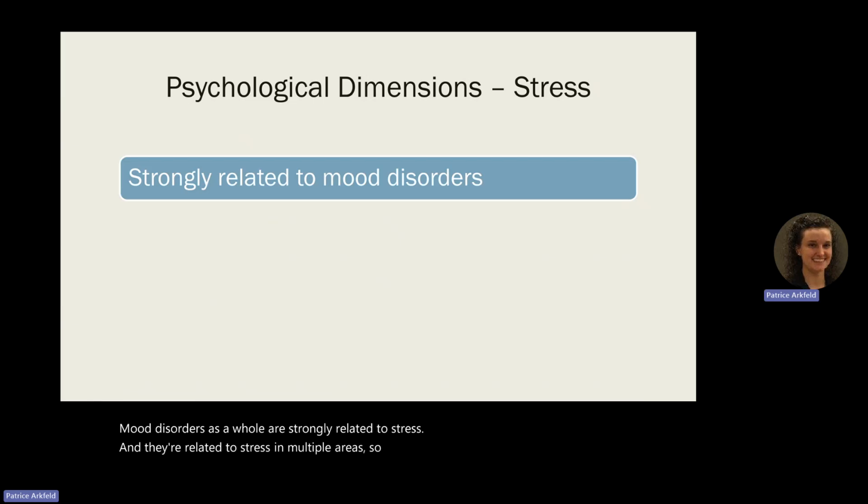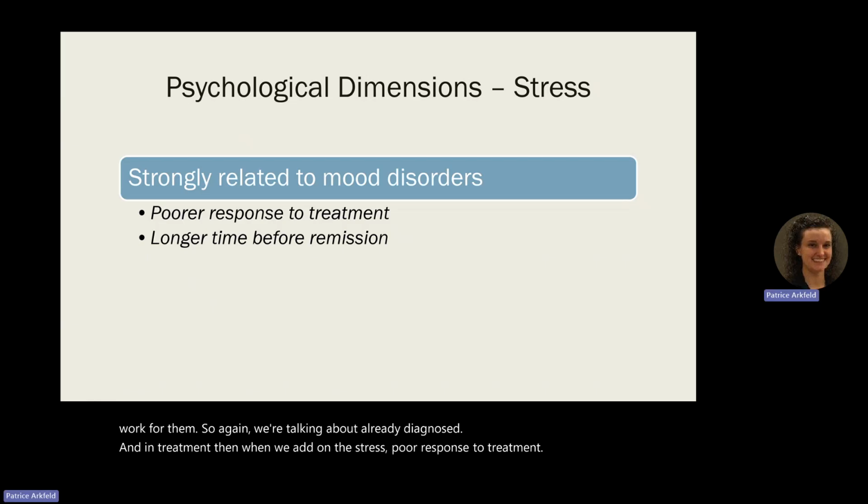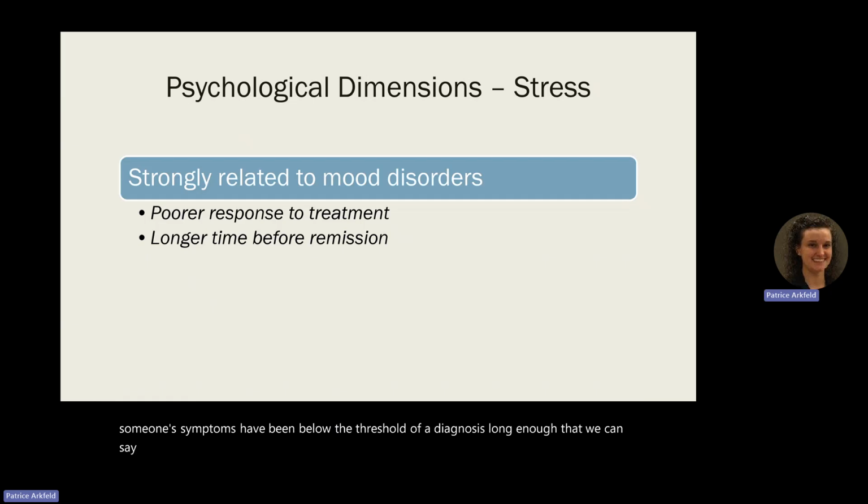So we see that individuals who meet the threshold for a mood disorder and are in treatment, when they are then stressed on top of that, tend to have what we call a poorer response to treatment. They're not as responsive. It takes longer for the treatment to work for them. So again, we're talking about already diagnosed and in treatment. Then when we add on the stress, poorer response to treatment, and that treatment taking longer before we reach what we call remission, which is where someone's symptoms have been below the threshold of a diagnosis long enough that we can say it's not active at this time.